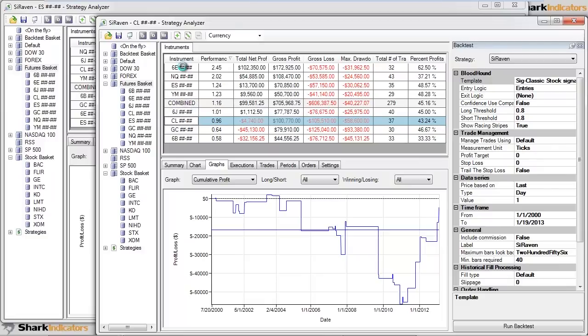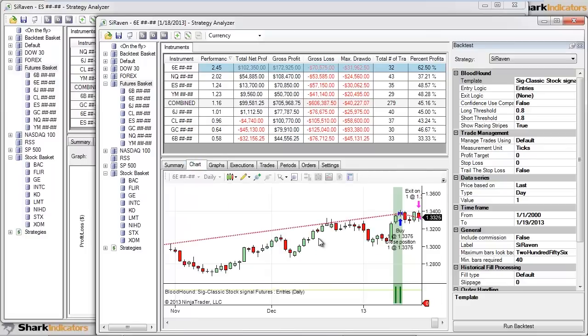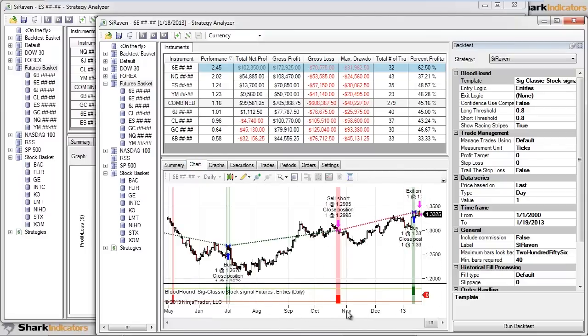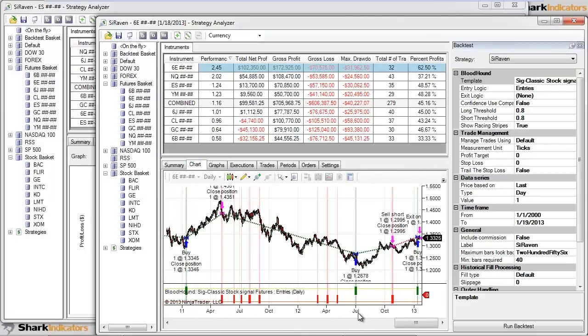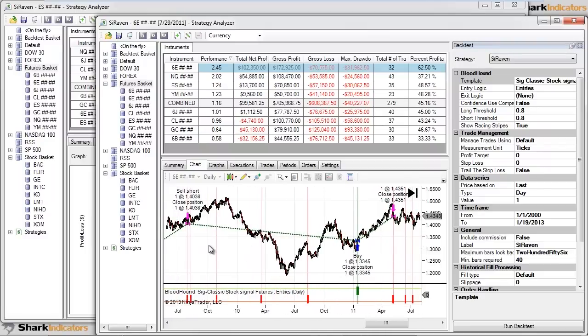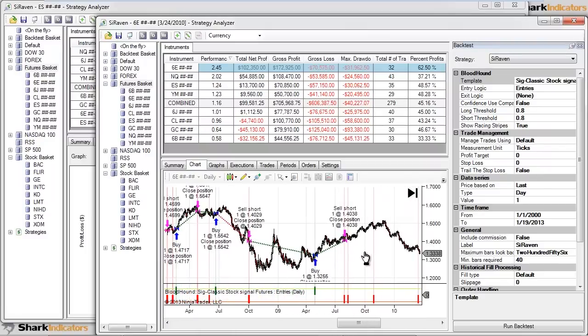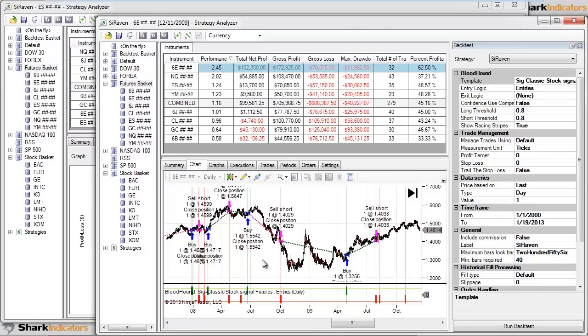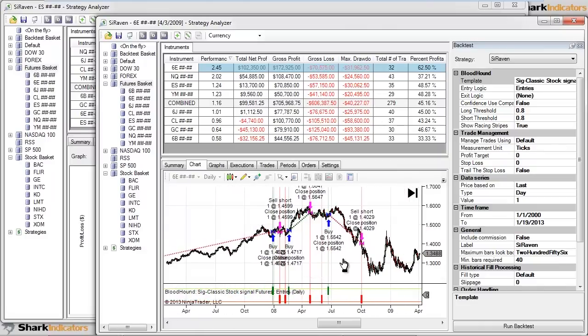Just as a reminder here, let's take a look at the chart. These are always an all-in system. So we can see it went long, reversed short, reversed long, then reversed short. All right, that kind of helps you tune your system a little bit.